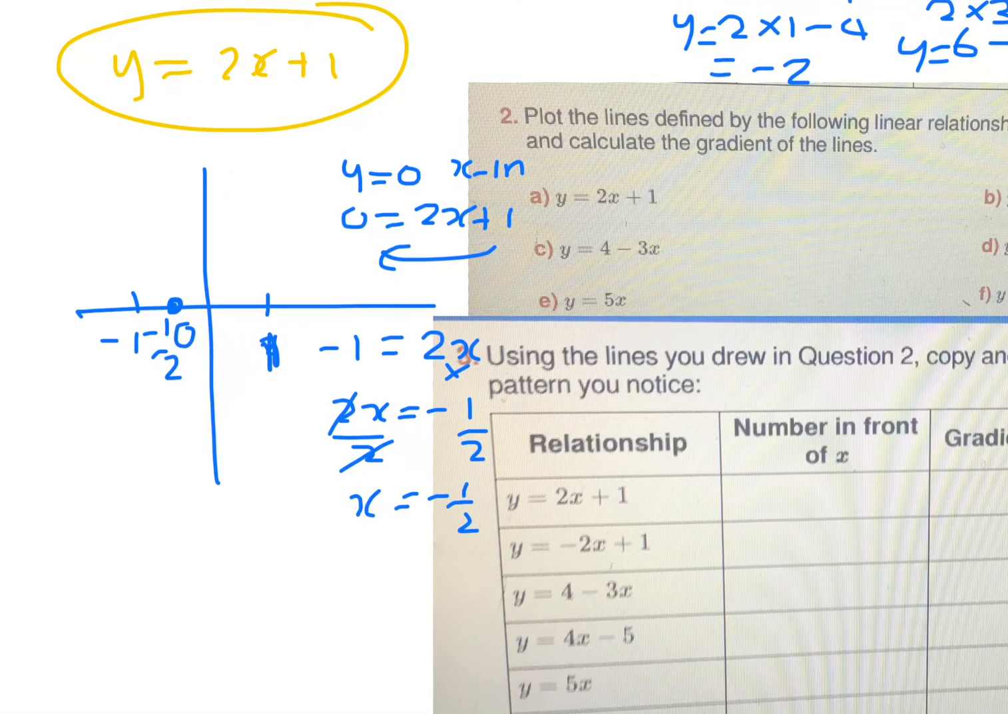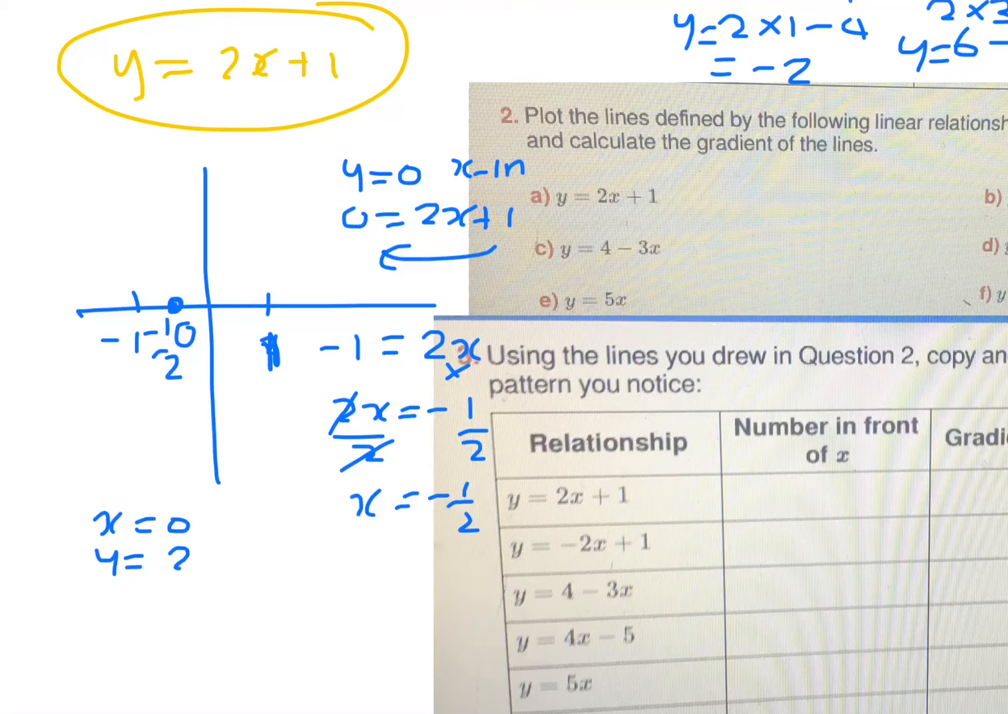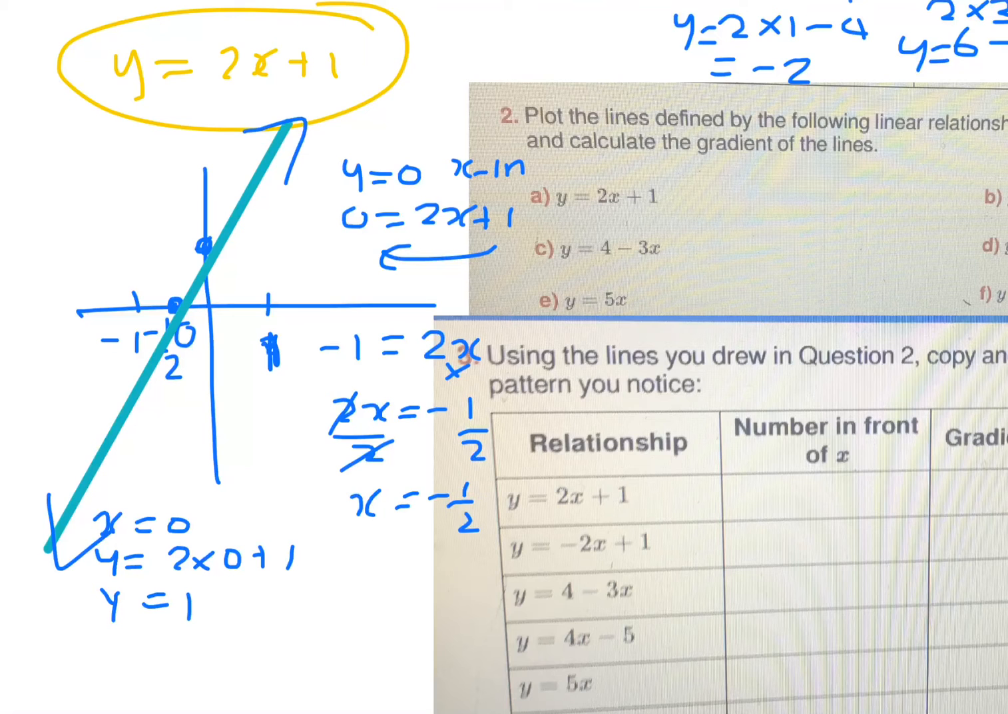And then if we now get where it cuts the y-axis, you put in x equals 0, you get 2 times 0 plus 1. So you end up with y equals 1. So if you go up to 1, that would be that there. And then if you just draw a line through those 2 points, that would be sketching the line.